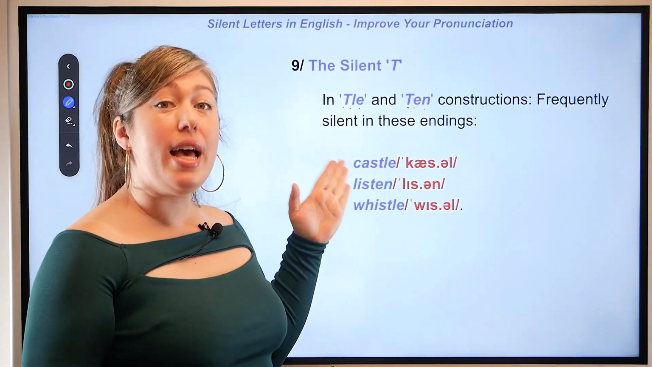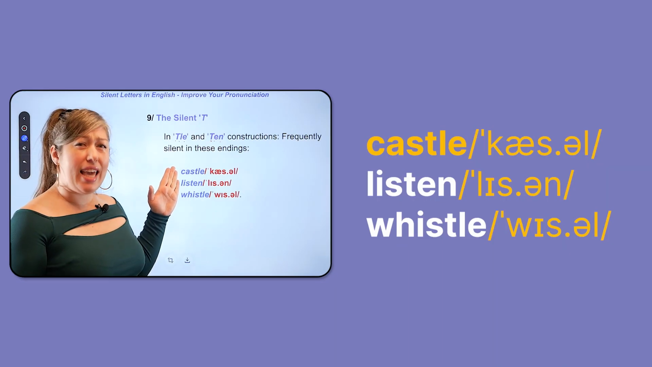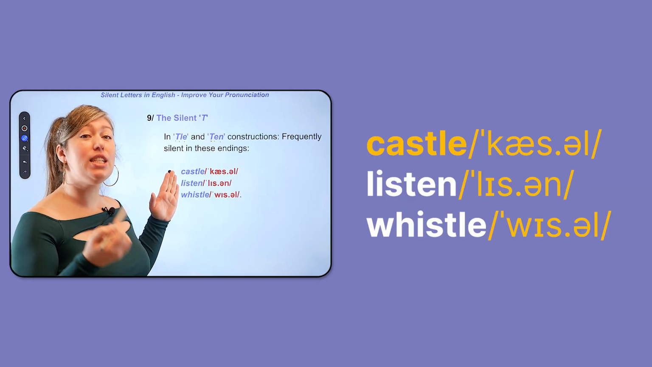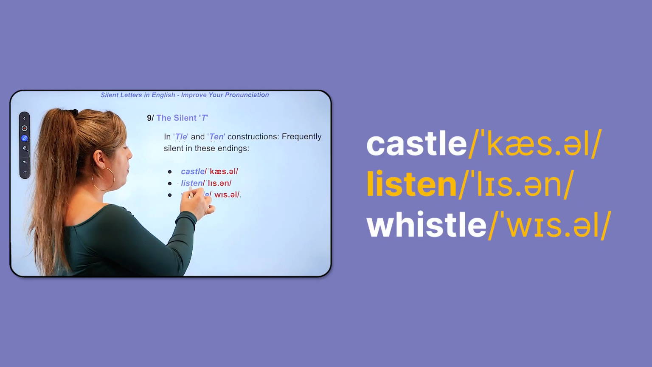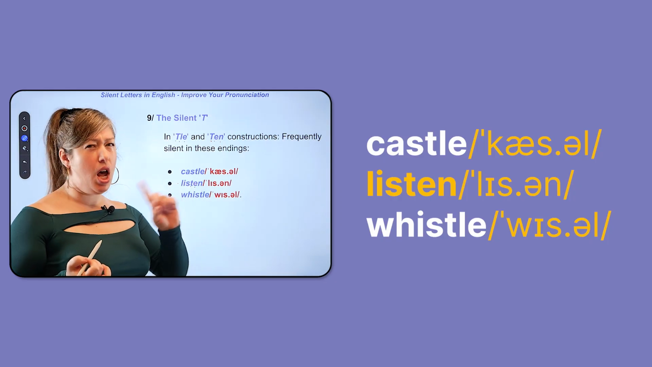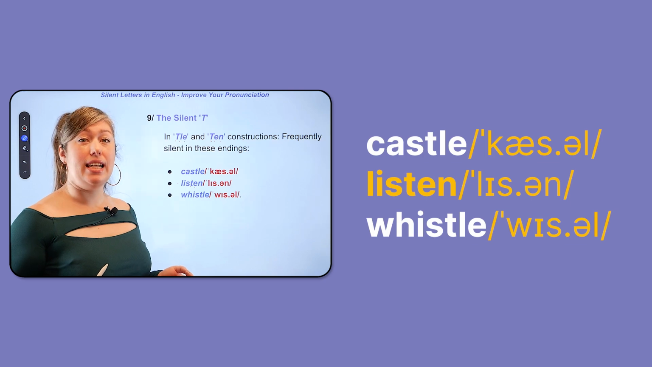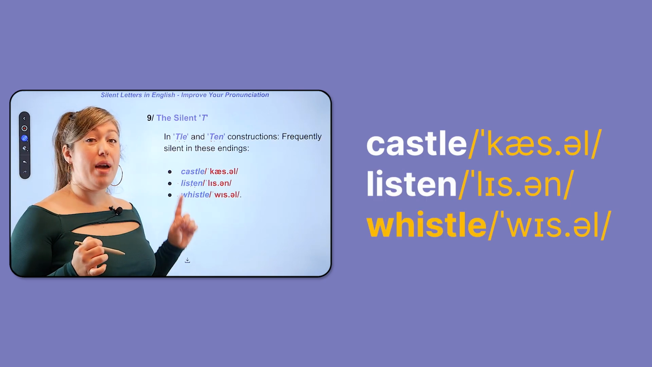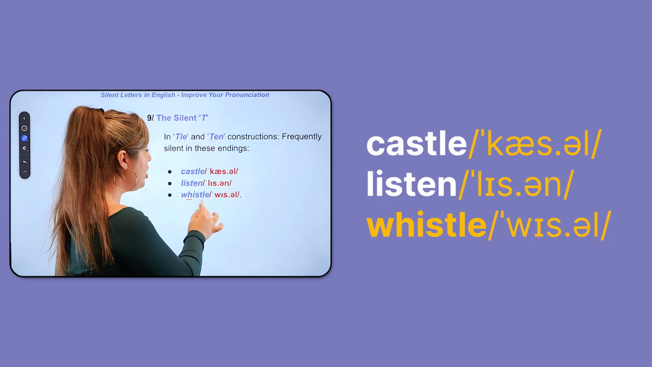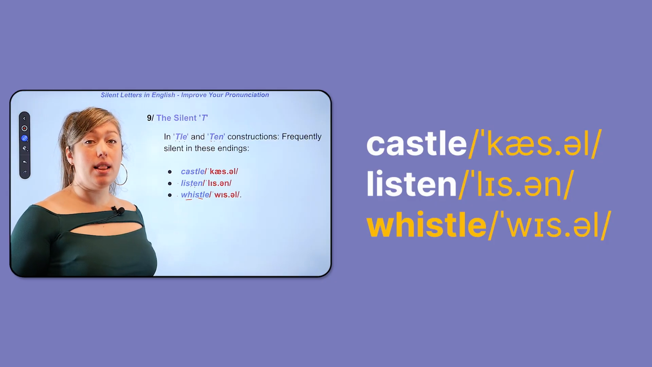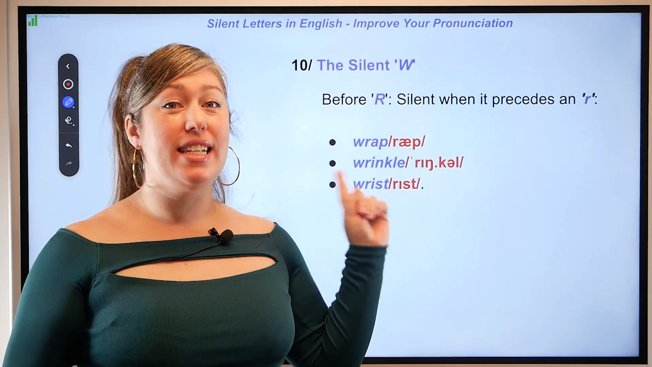Some examples include castle. We're not saying castle, no, we're saying castle, castle. And this one with T-E-N, you know that the T is silent. Listen, not listen, listen, listen. And here we have 2 silent letters, the H and the T, whistle, whistle. It's not whistle, whistle. And last but not least, we have the silent W.